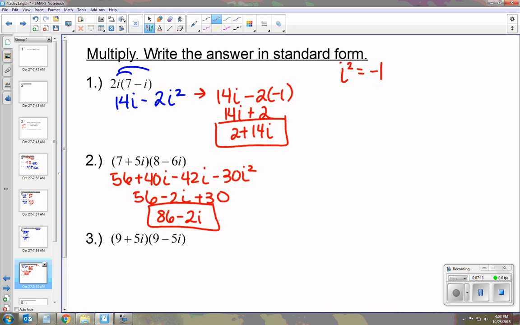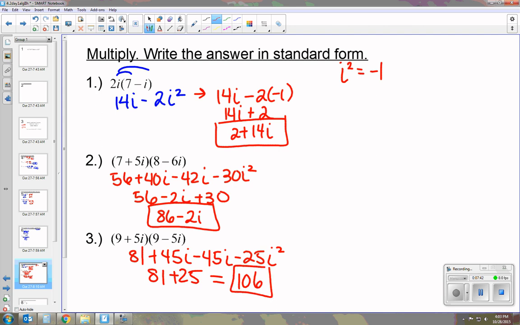All right, let's FOIL again. This is going to be 81 plus 45i minus 45i minus 25i squared. The 45i's cancel out, so we get 81 plus 25, because that turns into a positive, and we get 106. And that is our final answer, because our i's canceled out.